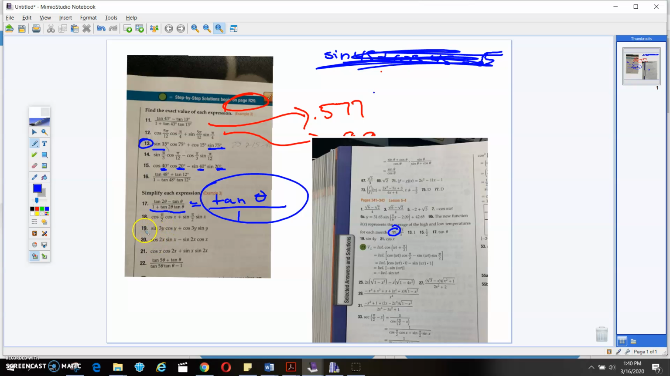Down here, 19 is a lot like what we did up here for 13. So what's going to happen is you're just going to add 3y plus y, and that's going to get you that 4y. And then sine, cosine, cosine, sine, that all cancels out, and technically you just end up with sine of 4y.